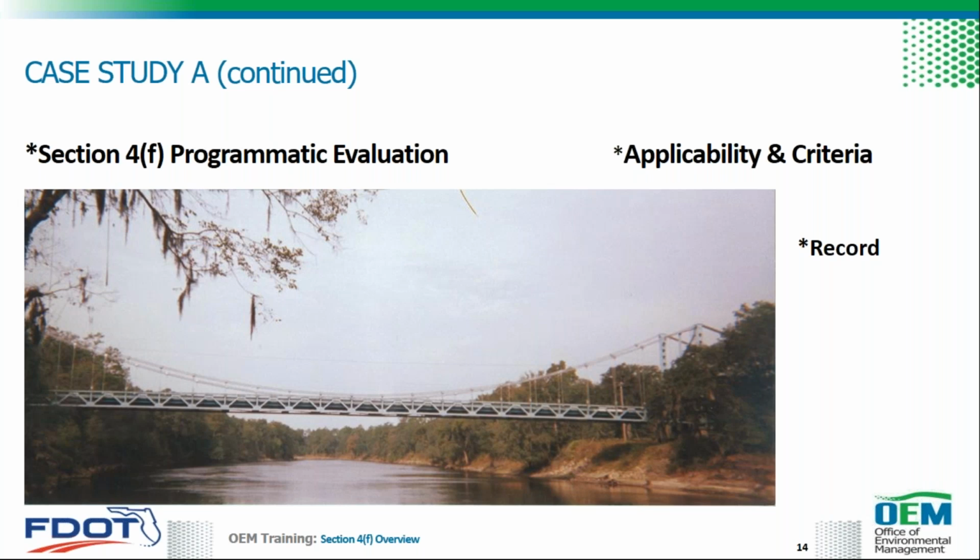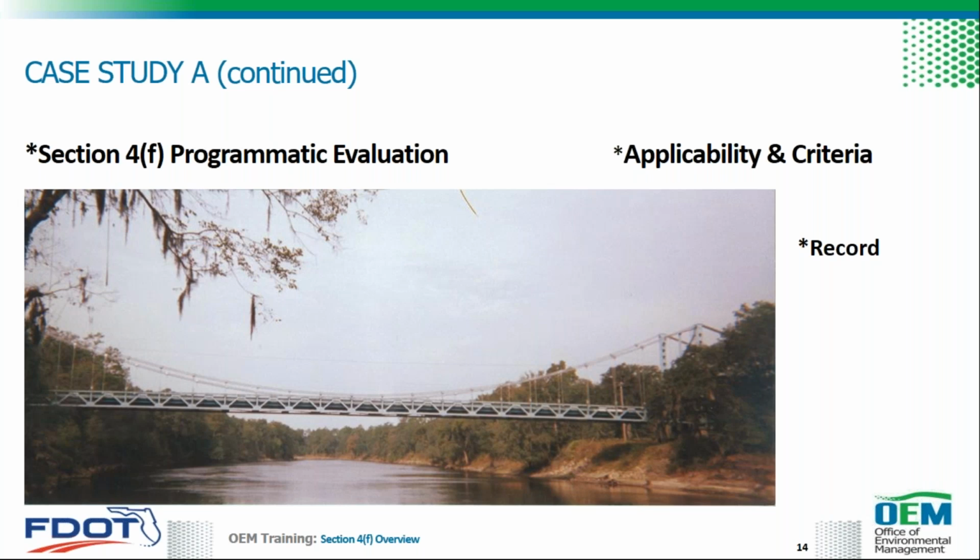And then lastly, it has a procedure section, which gives you one of the main benefits of a programmatic, where it shows you don't have to go to the Department of Interior in Washington, because they've already read the criteria and agreed with the criteria. So if we meet the criteria, they have nothing to weigh in on. And on a programmatic 4F evaluation, that will normally always be true.